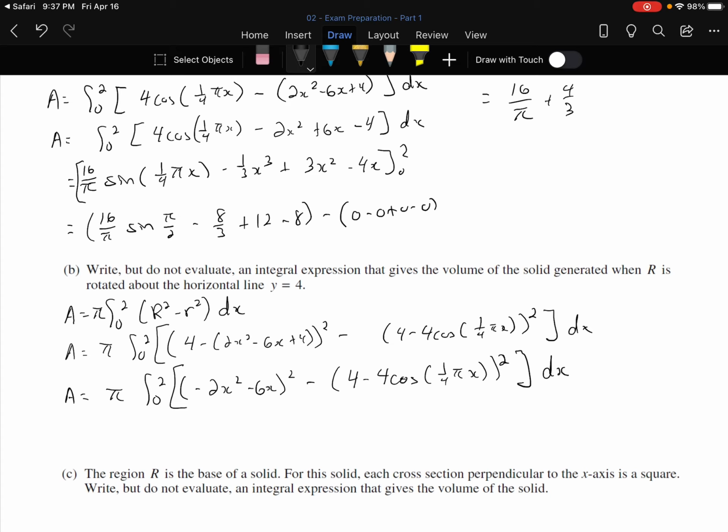And with the squareds in there, this would be a nasty integral to evaluate. If they did ask me to evaluate that on the AP Calculus exam, it would be a question where you're using your calculator, okay?